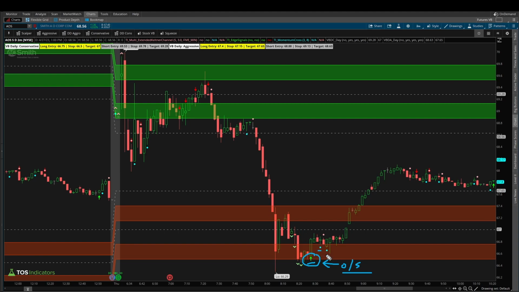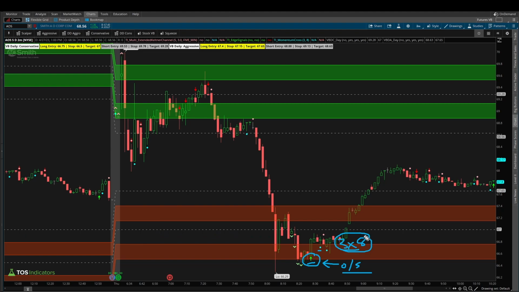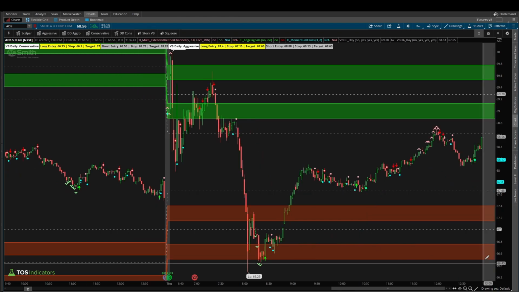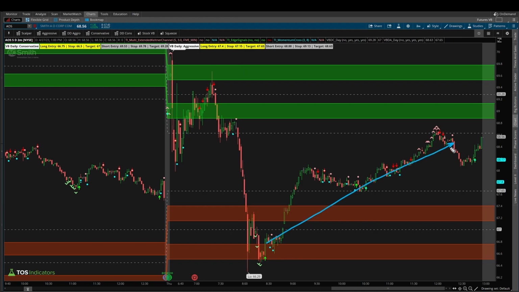After that, we see this blue dot, which is the momentum cross, and that's simply the 3 EMA and the 8 EMA. And this tells you that, hey, the 3 has now crossed above the 8. That shorter term trend, that shorter term momentum is starting to switch to the upside. Now, if I zoom out and you take a look at what happened inside of AOS, this is the kind of earnings volatility we're looking to take advantage of, right?